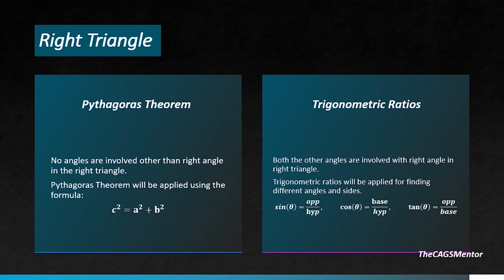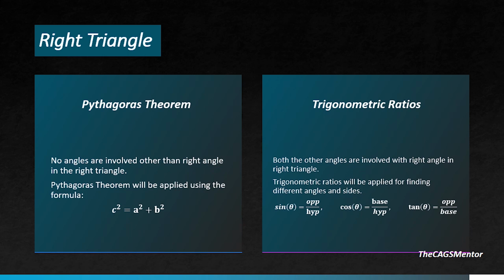It is very simple. When we are discussing only the sides and no other angles are discussed, like in a right triangle, it is a must to have a 90 degree right angle. So if the other two angles are discussed, we will apply trigonometric ratios to find that angle or side. On the other hand, when no angles are involved other than the right angle in the right triangle, we will apply Pythagoras theorem, using the formula c square is equal to a square plus b square. When both of the angles are involved with the right angle in a right triangle, trigonometric ratios will be applied for finding different angles and sides.